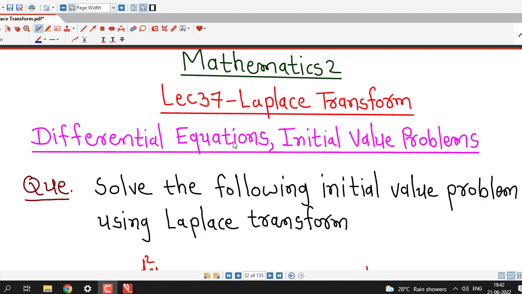Hello friends, I welcome you to lecture number 37 on Laplace transform. In this lecture also we will discuss how to solve initial value problems using Laplace transform. In lecture number 36 we explained the method of solving differential equations or initial value problems using Laplace transform. So I suggest you watch lecture number 36 first before going on to this lecture.